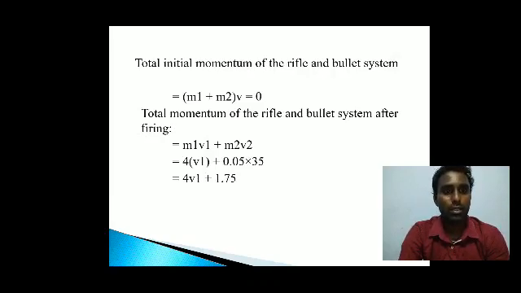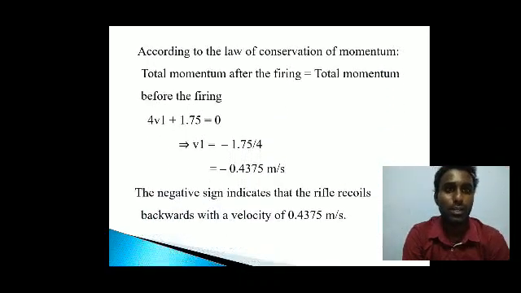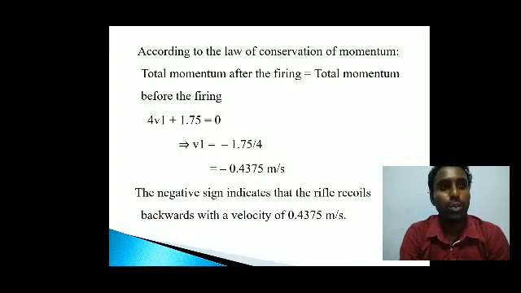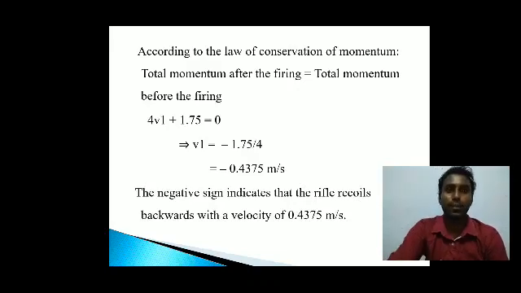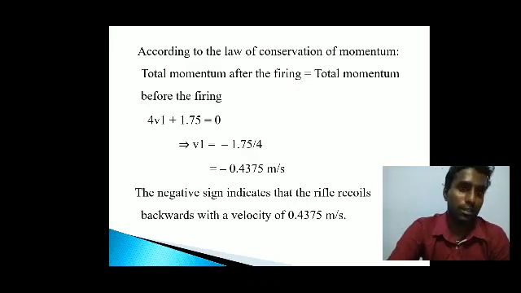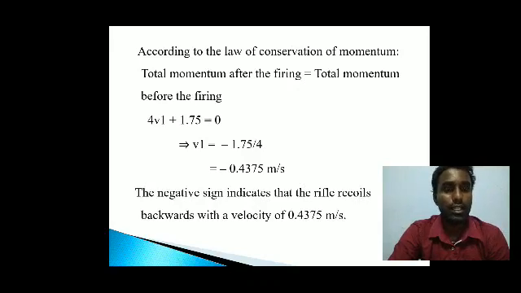Already we have found that the first equation is 0. Just equate it: total momentum before collision equals total momentum after collision. So 4v1 plus 1.75 is equal to 0, and 4v1 equals minus 1.75. So v1 is minus 1.75 divided by 4, which is minus 0.4375. This is your recoil velocity.